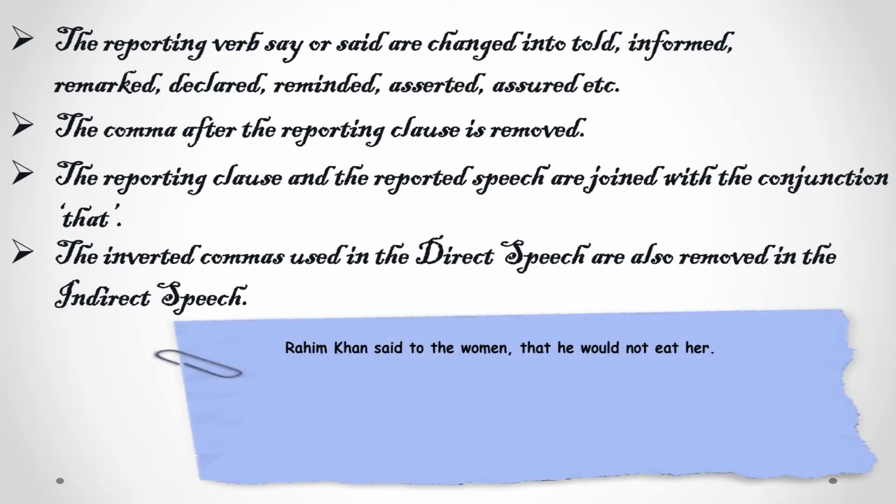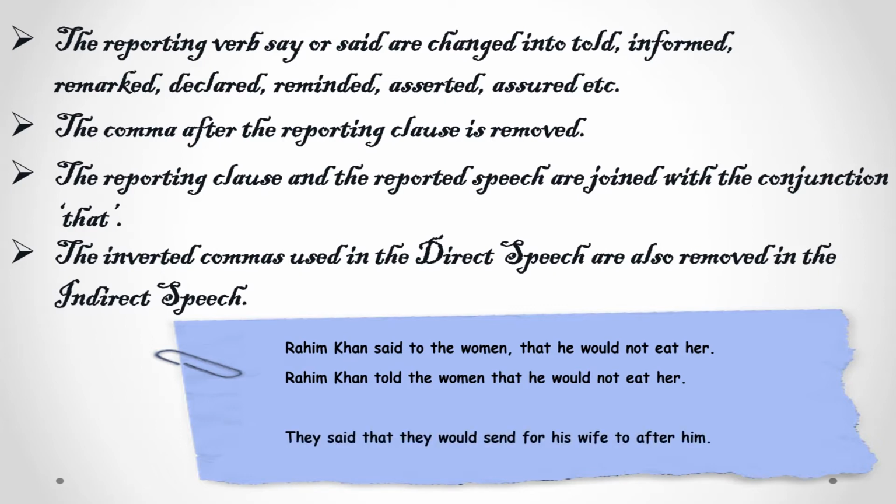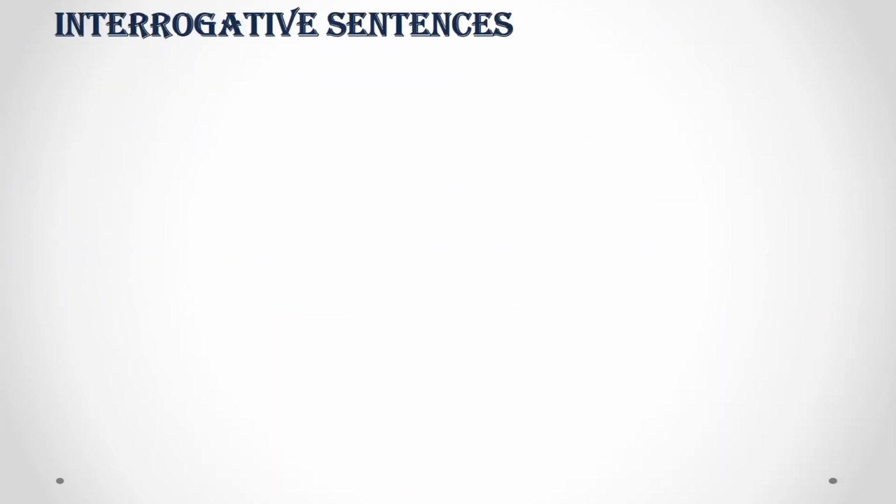Rahim Khan said to the women that he would not eat her. Rahim Khan told the women that he would not eat her. They said that they would send for his wife to look after him. Next one is interrogative sentences in reported speech. The following changes take place while converting direct speech into indirect speech.